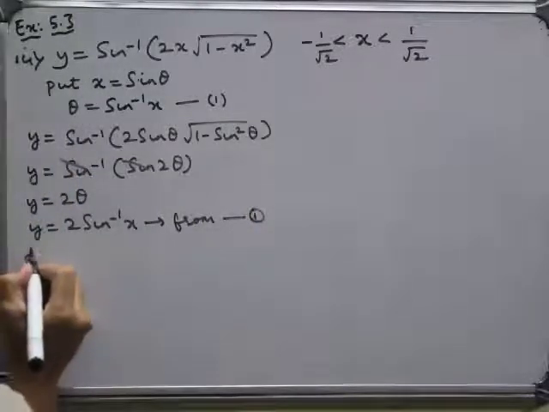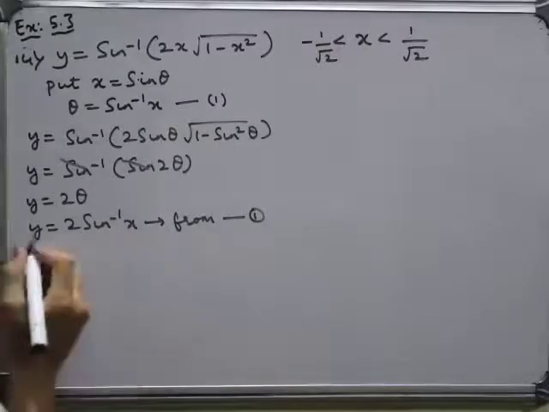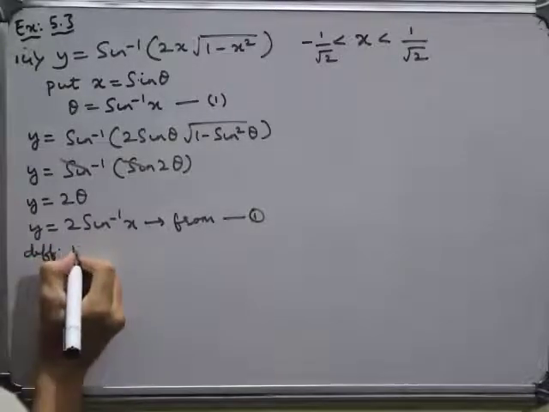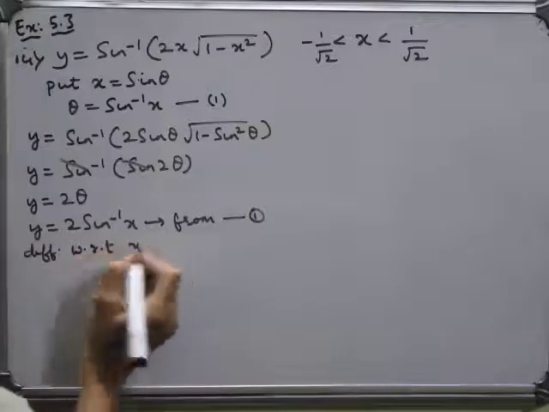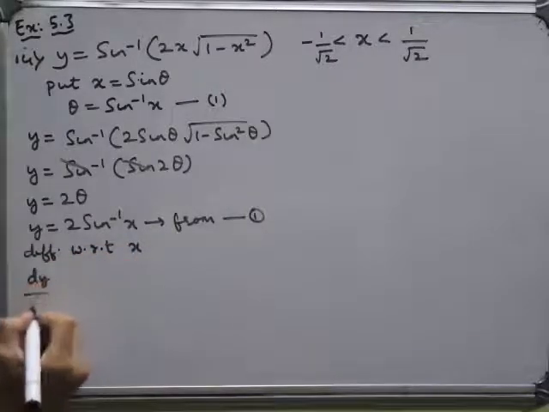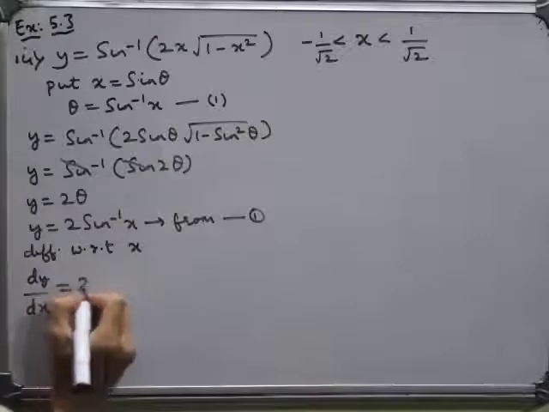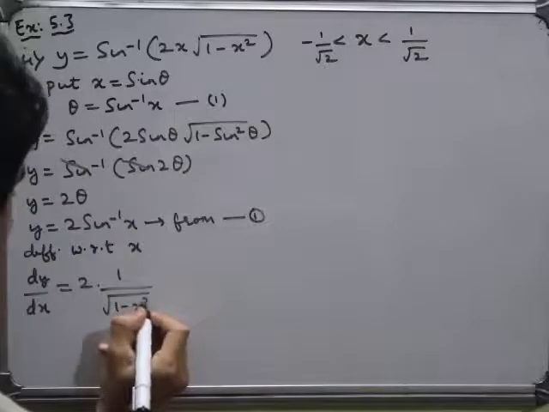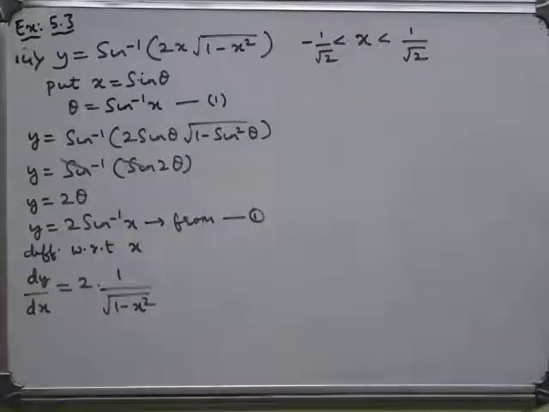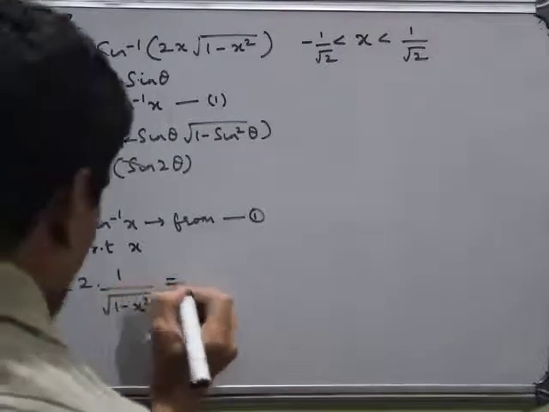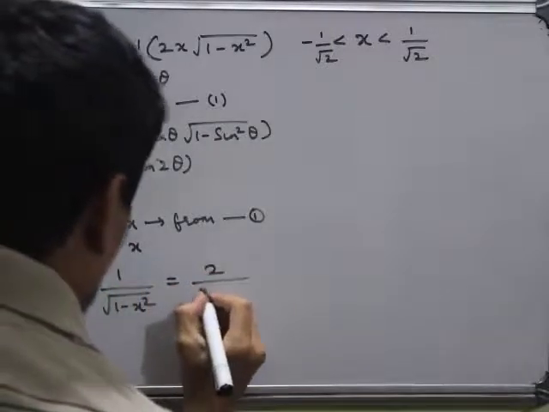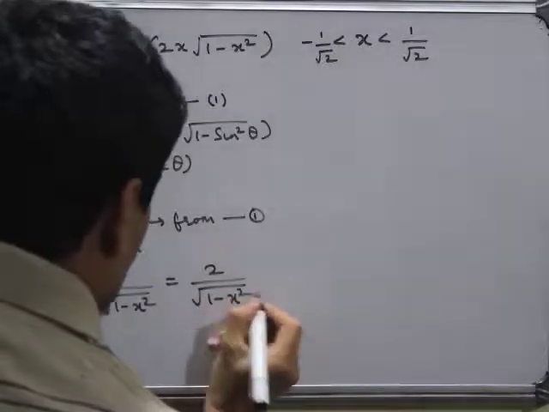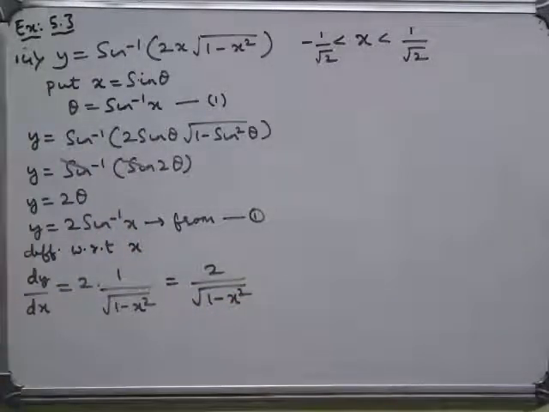Now differentiate with respect to x. dy by dx is equal to 2 into 1 by root of 1 minus x square, because the differentiation of sine inverse x is 1 by root of 1 minus x square. Your final answer is 2 divided by root of 1 minus x square. This is your final answer, and this is how you have to solve this.